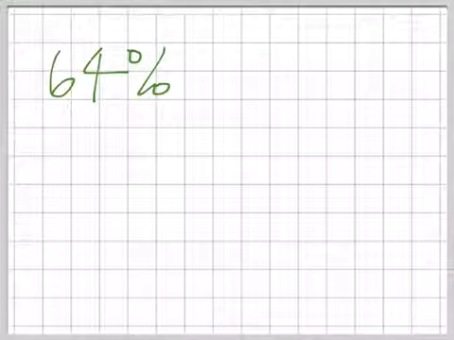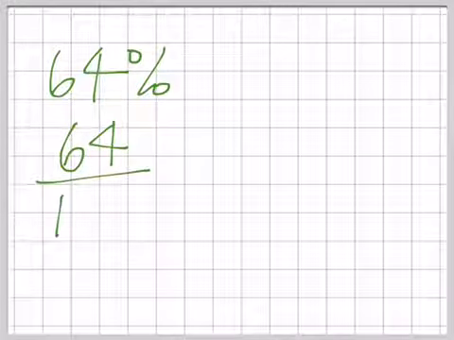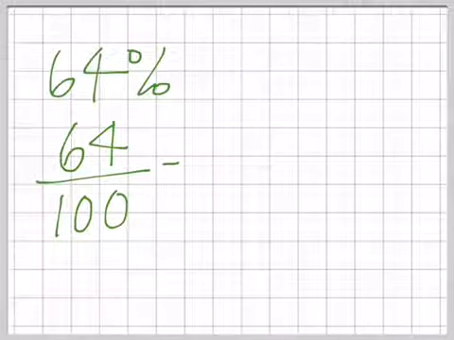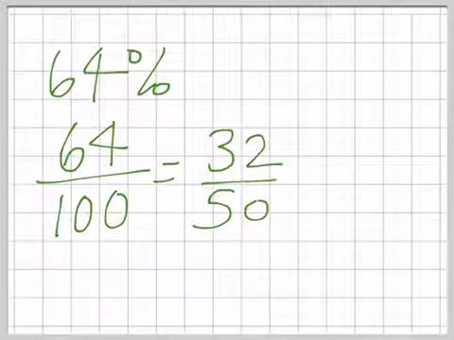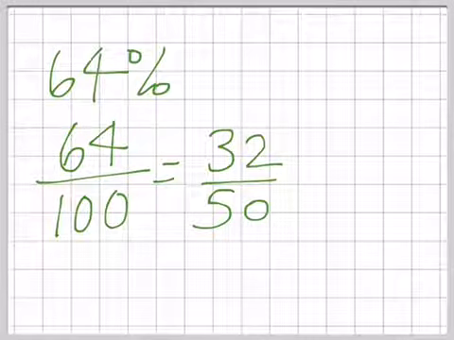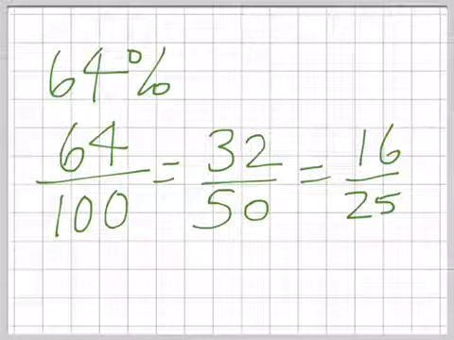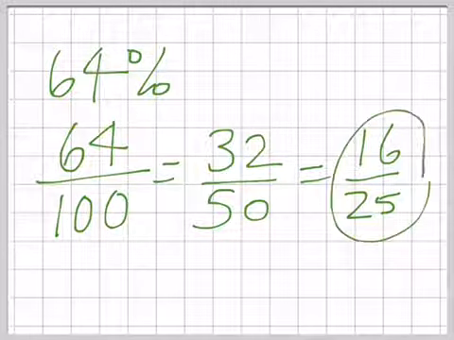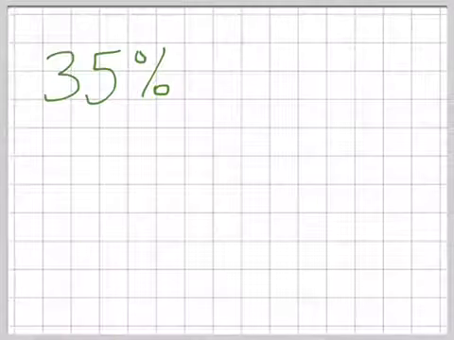64%, okay, let's try that again. The percentage goes at the top as the numerator. Our denominator is 100 because percent means out of 100. Then we simplify. Divide by 2, we get 32 out of 50. And we can divide by 2 again to give us 16/25. We can't divide the top and the bottom by another number. That's as simple as it goes. So 64% is equivalent to 16/25.